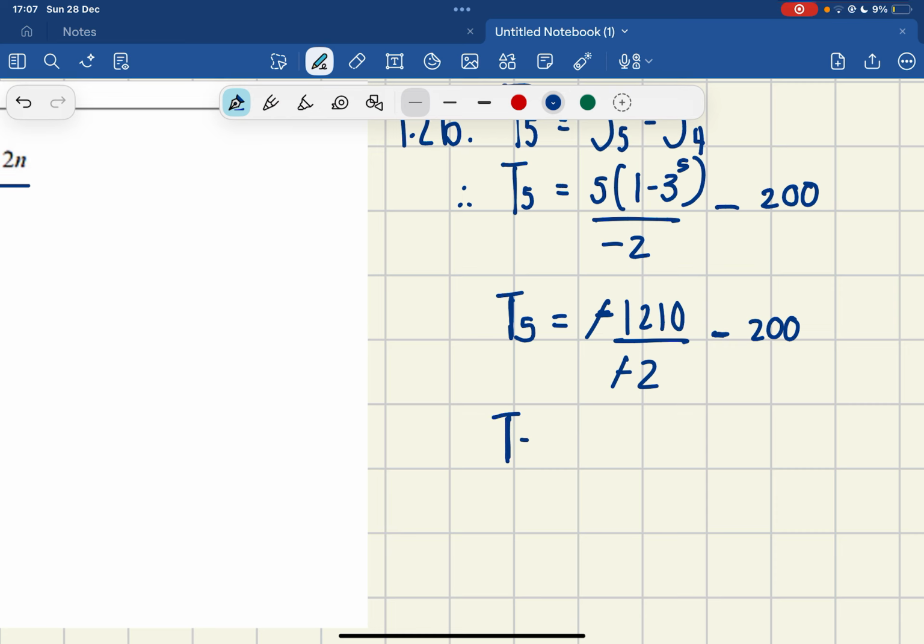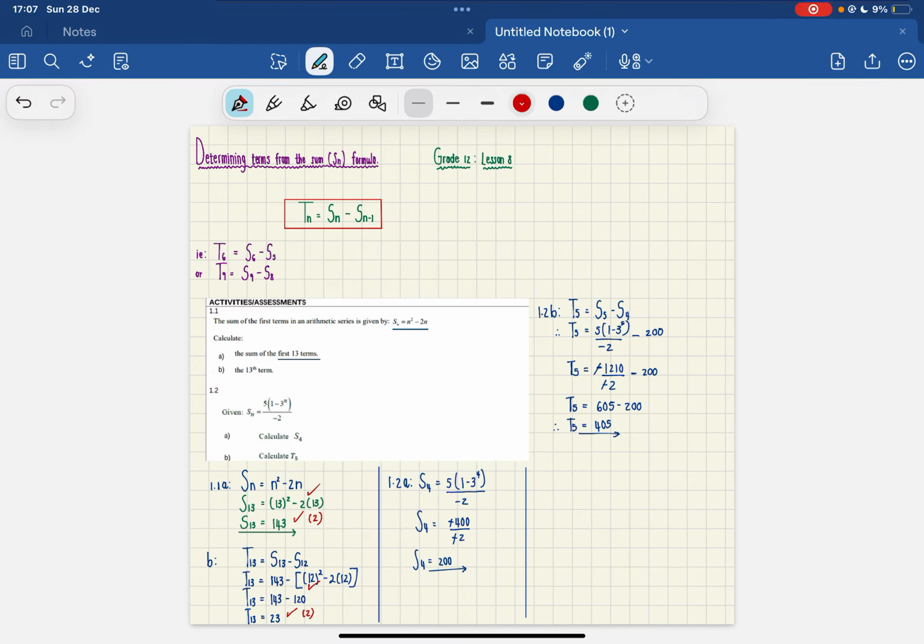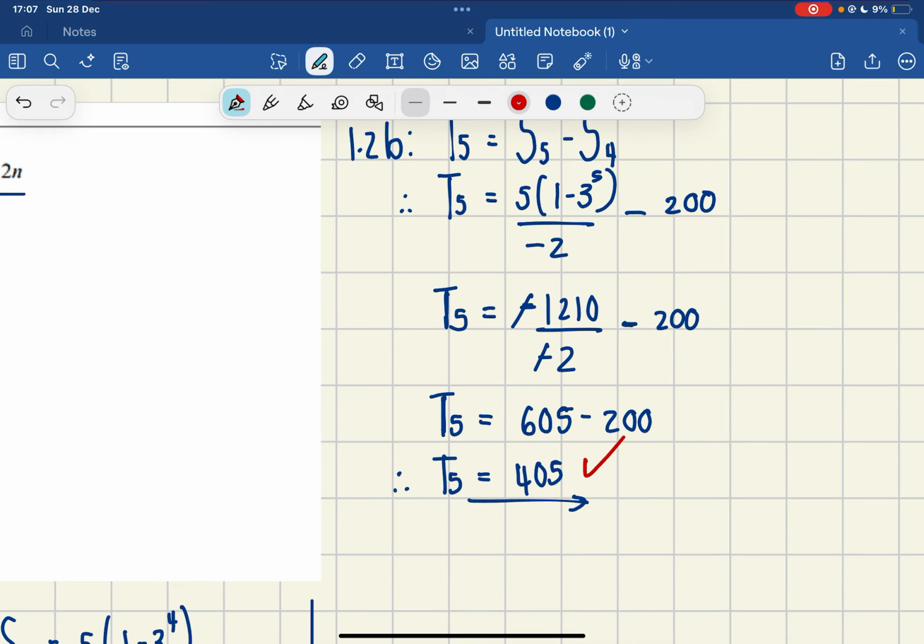These negatives cancel each other out. T5 is equal to 1,210 divided by 2, which gives you 605 minus 200. Therefore, finally, T5 is equal to 605 minus 200, which is 405. There we go, boys and girls. And that's quickly an easy 2 marks.